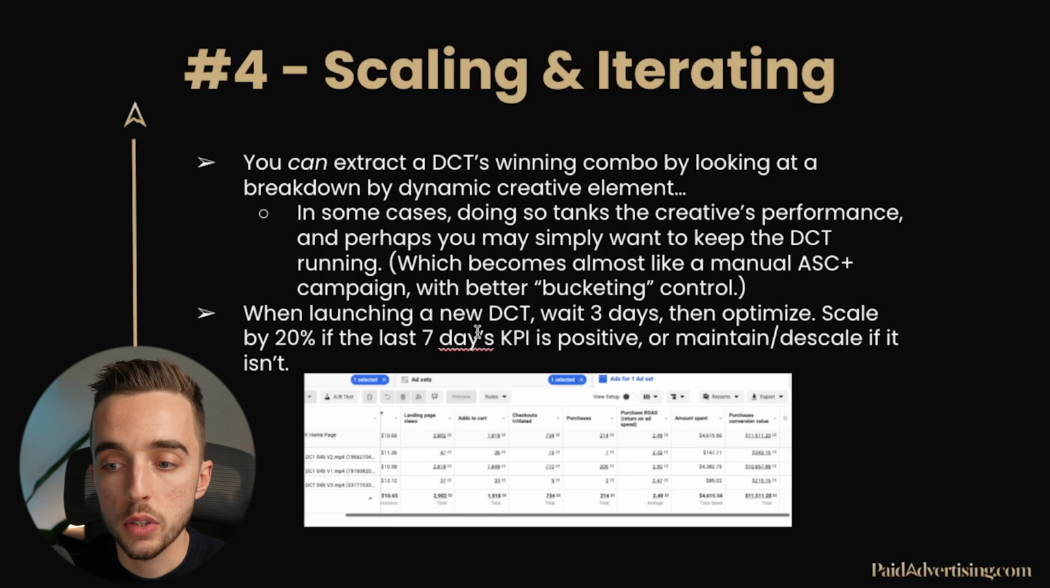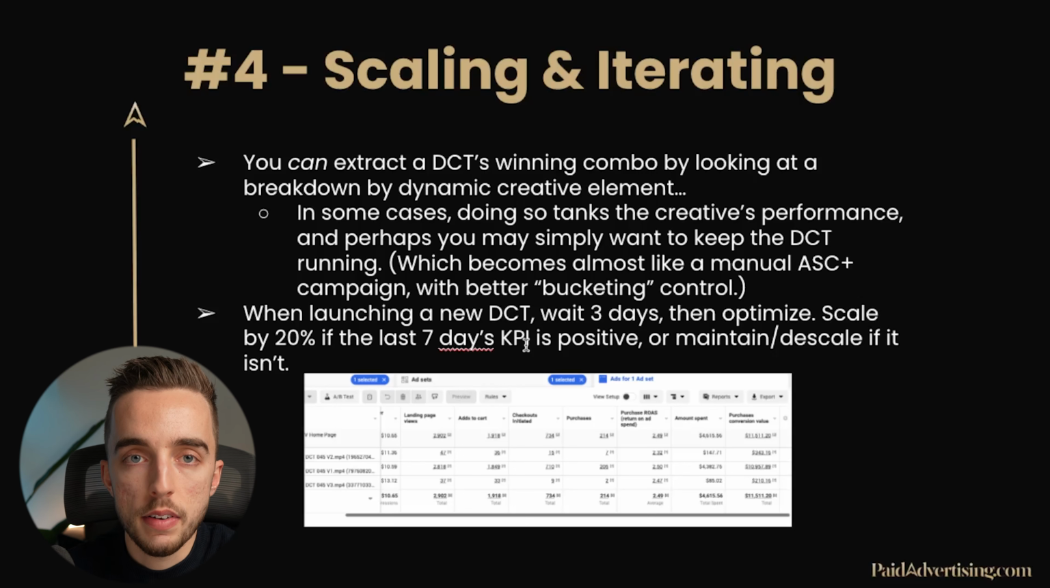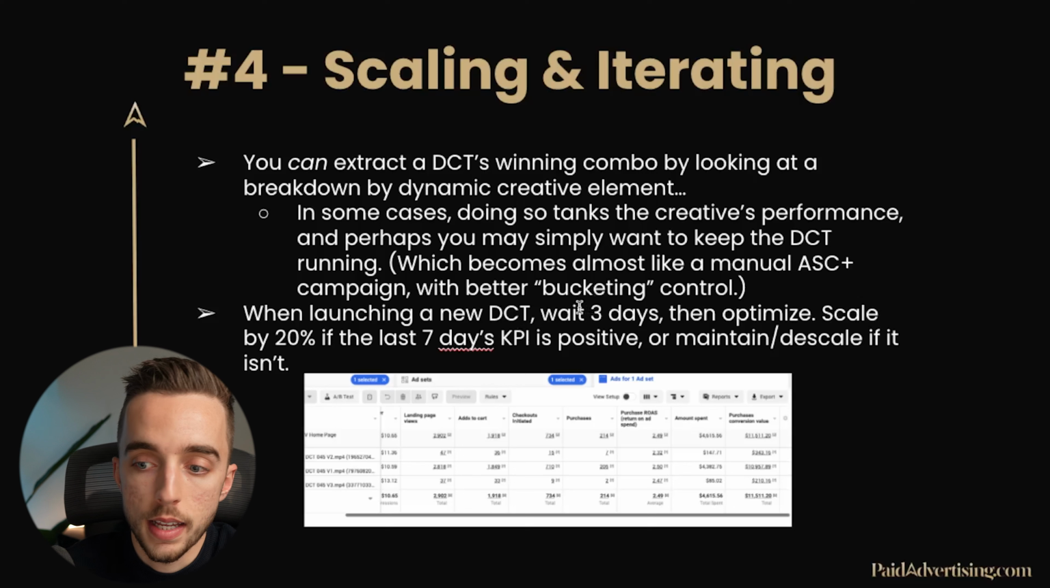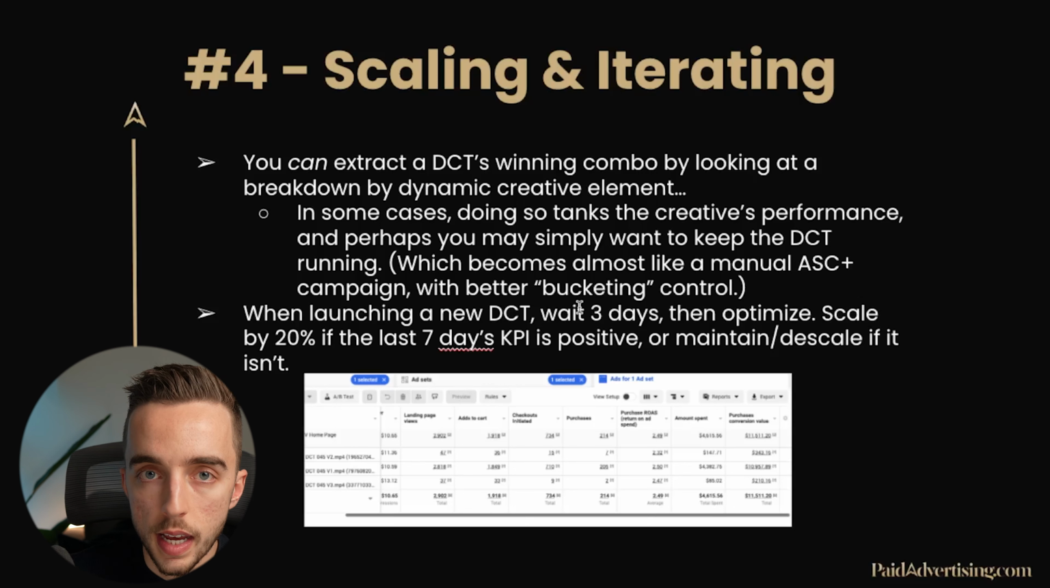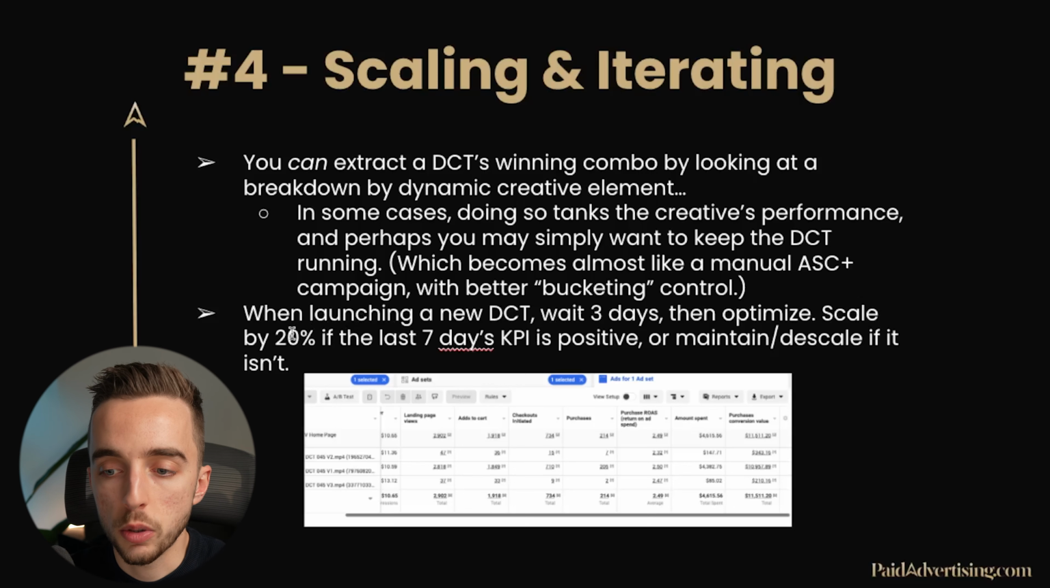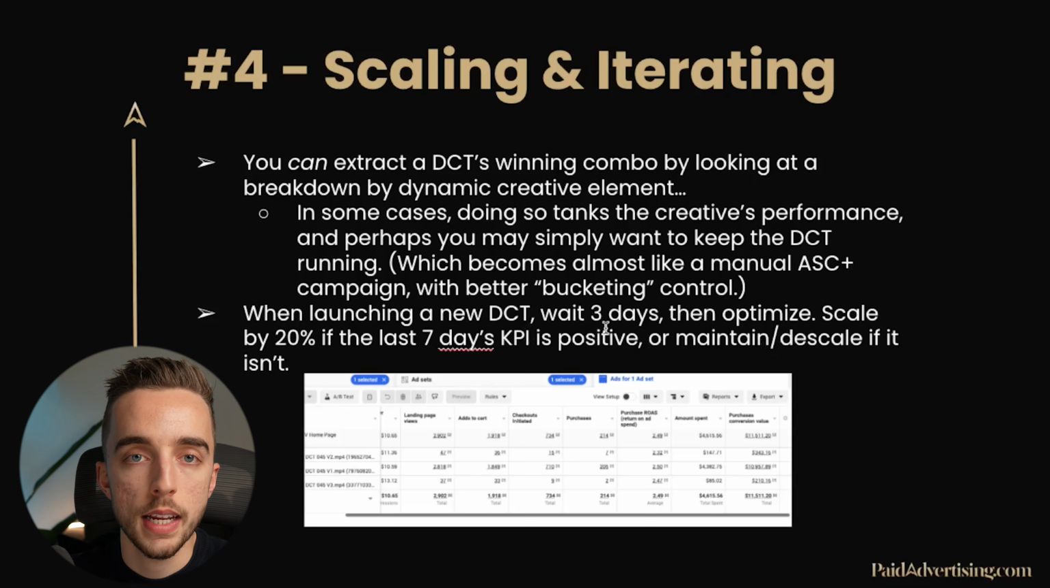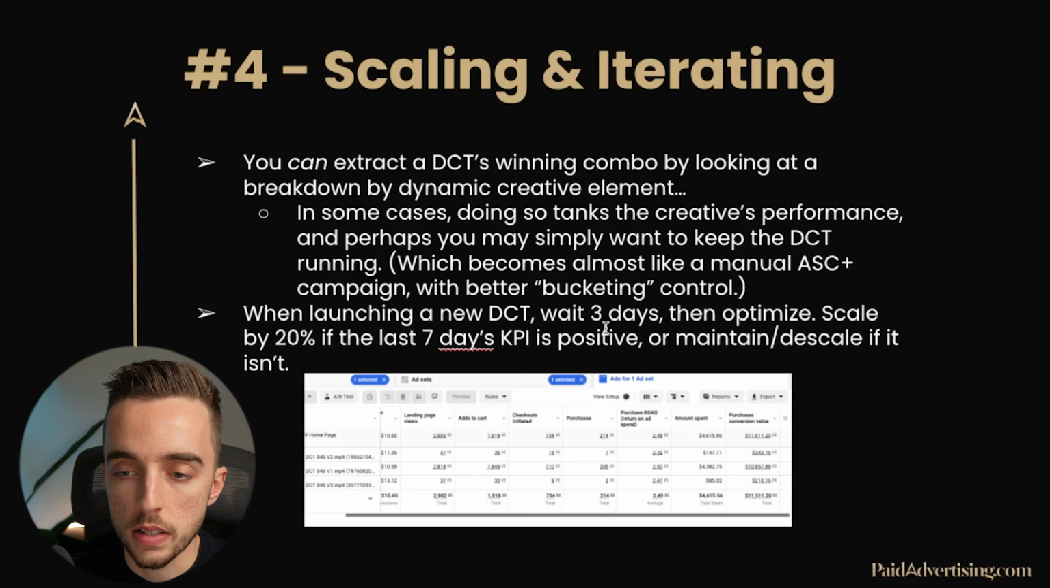So in this case, if it's within KPI, within a 7-day period, which, if it's only been 3 days, then you only look at 3 days. If it's been longer than 3 days, you always look at the previous 7 days. Every day, look at the previous 7 days. If it's within KPI, increase it by 20%. If it's below KPI, you either maintain or descale by 20%, right? So you either descale by 20% or you maintain it and wait a couple more days to see if performance is going to increase or move in any other direction.